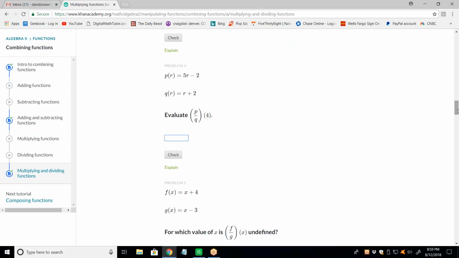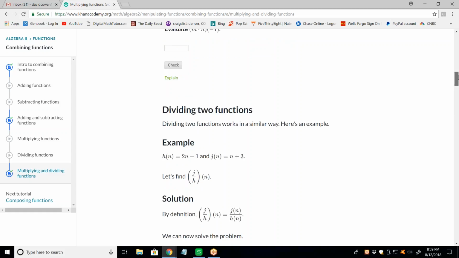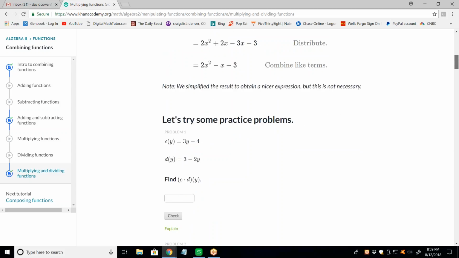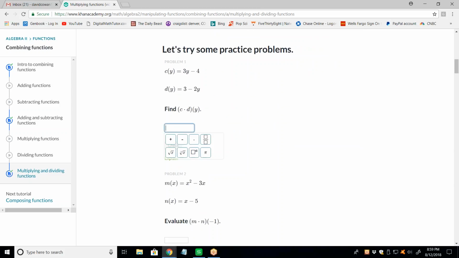Whoops. Jump down. Jump way down on me. Minus 6y squared. What was the rest of it?